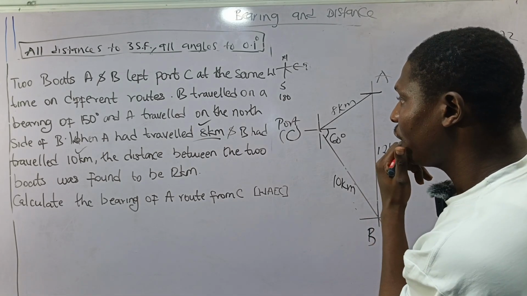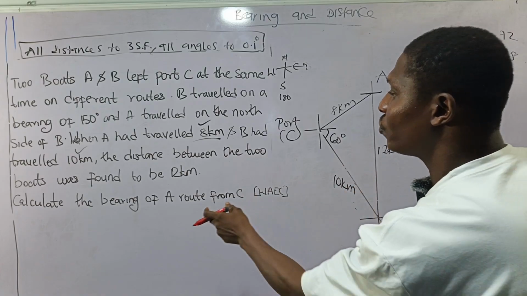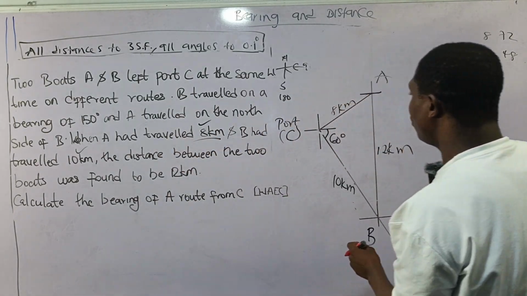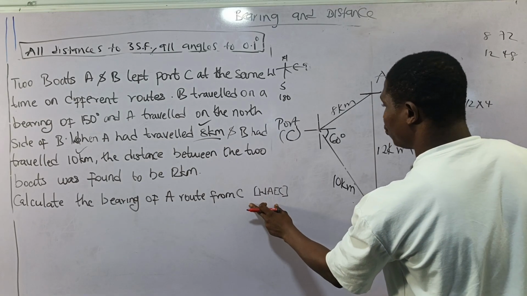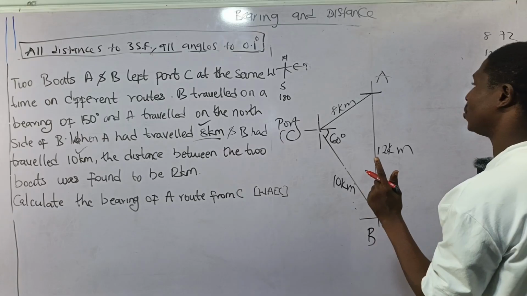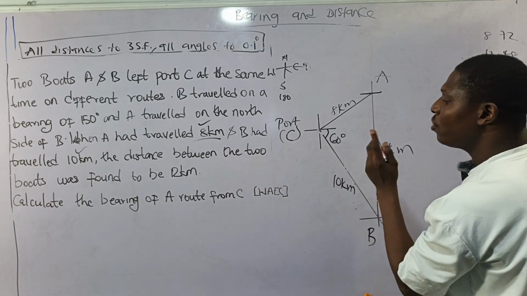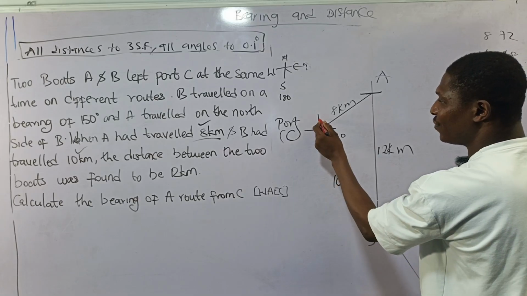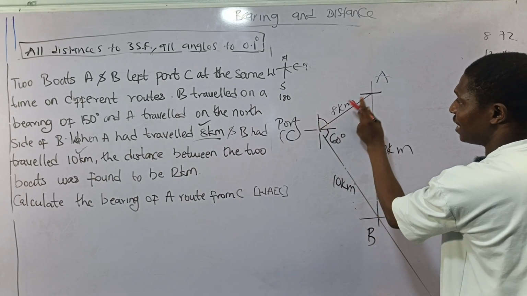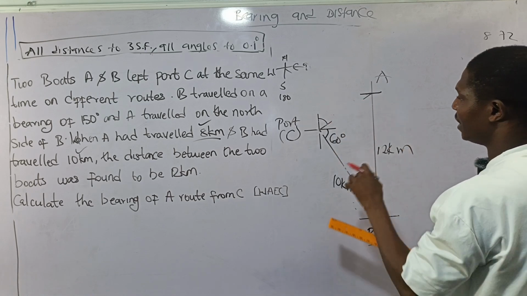Now, they said calculate the bearing of A from C. The bearing of A from C, C happens to be the port, remember. The bearing of A from C is simply, please take note, listen attentively, the angle sustained from the north of C till it touches the line that connects A and C. This is the line that connects A and C. Because if I clean this line, you can see there's no connection between A and C.